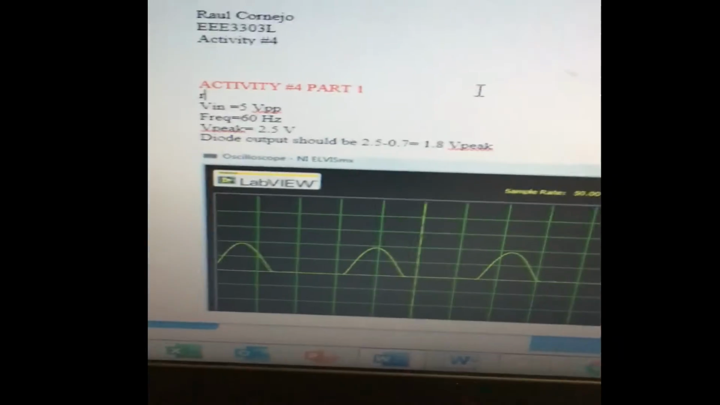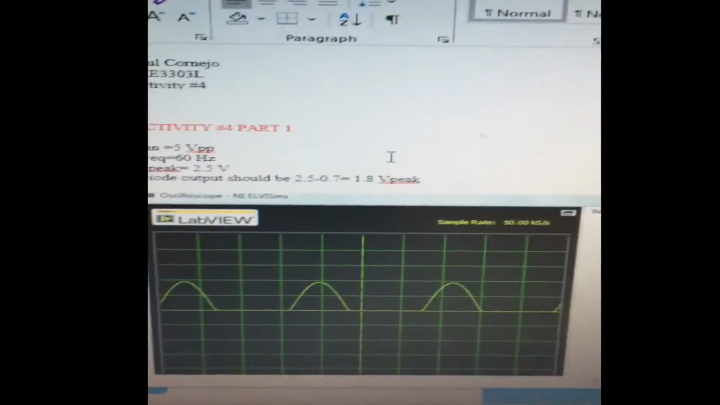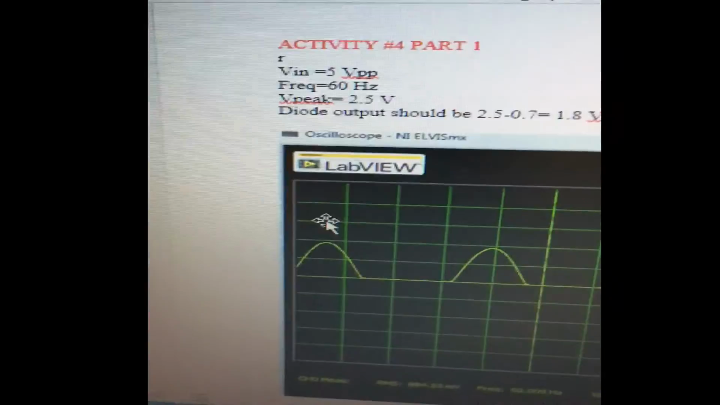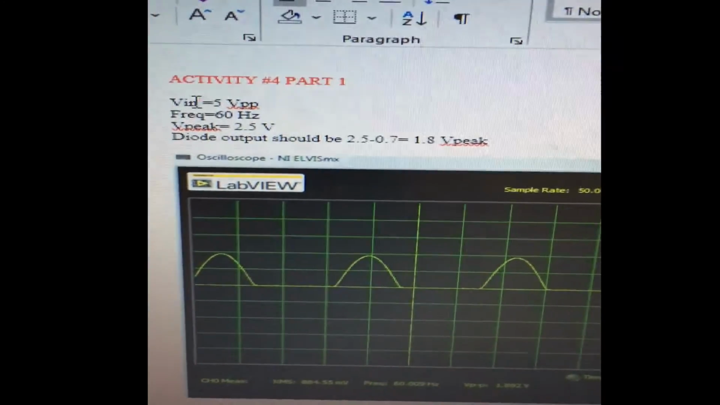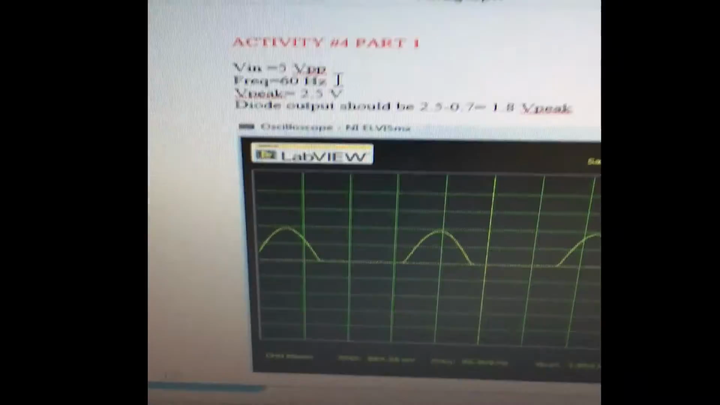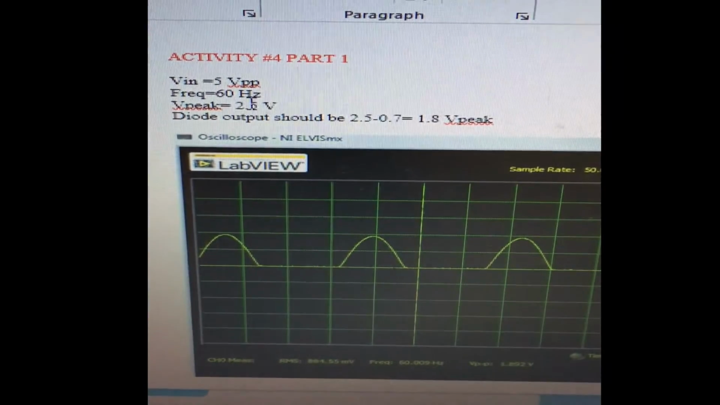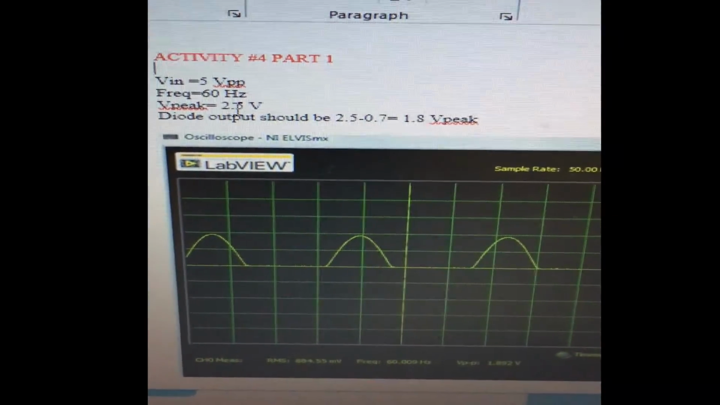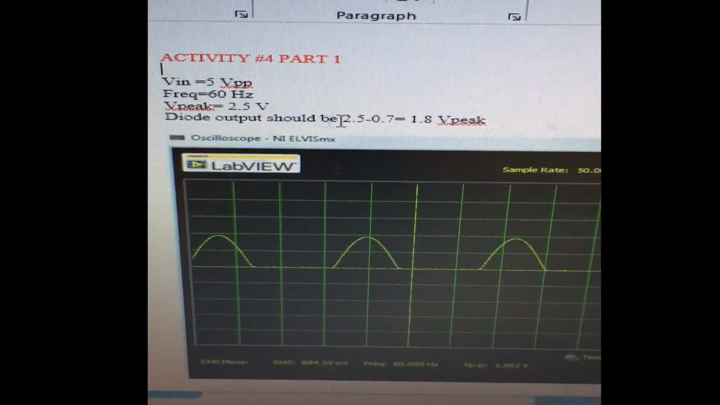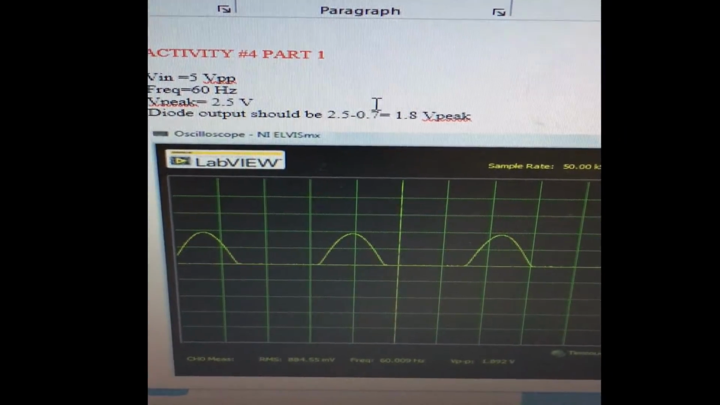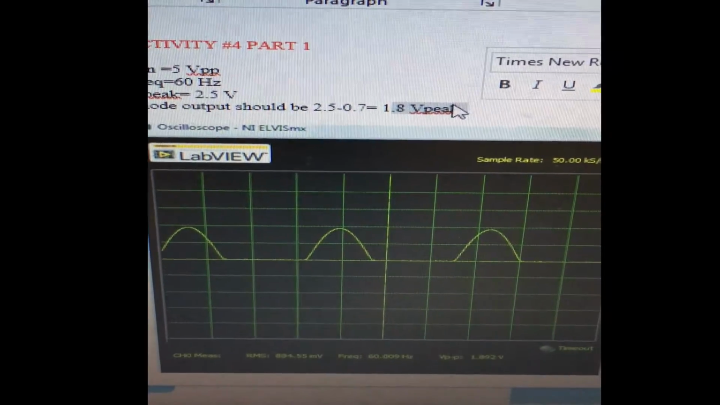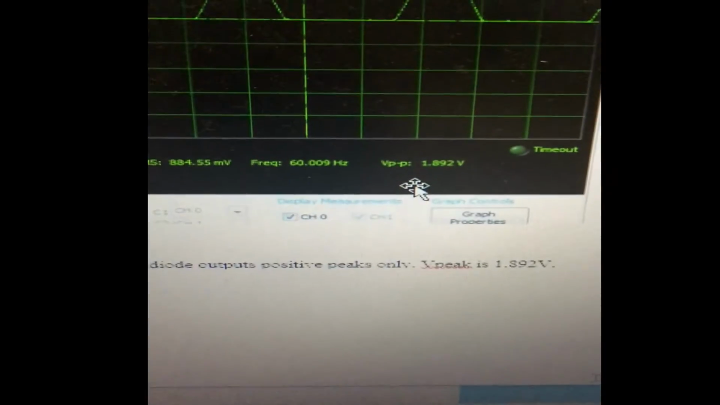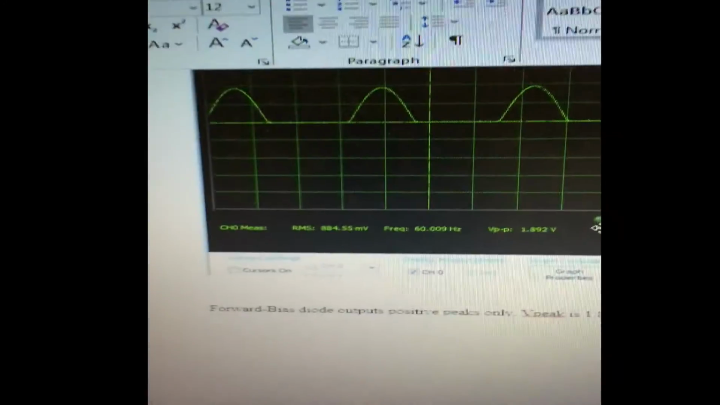And the first part is half-wave rectifier. Parts 1 and 2 are half-wave rectifier, but this is mainly focusing on the positive output. Here, the voltage input is 5 volts peak to peak, frequency 60 hertz, and the peak voltage is 2.5. Theoretical should be 2.5 minus 0.7. 0.7 is the voltage of the diode, so it should be around 1.8 volts peak. The output, we get 1.892, the measured result.